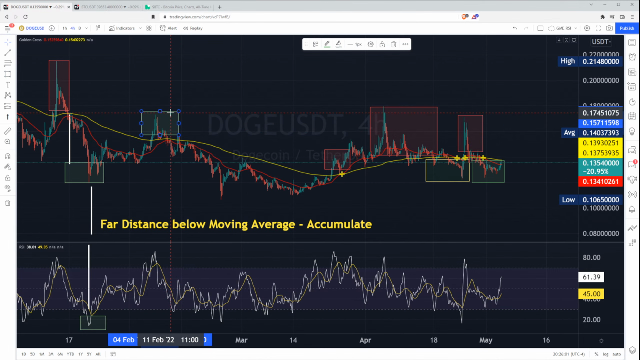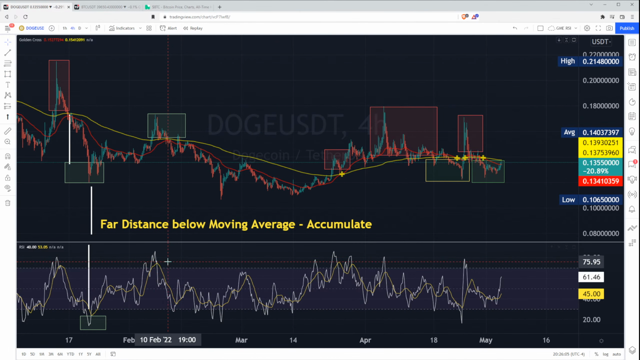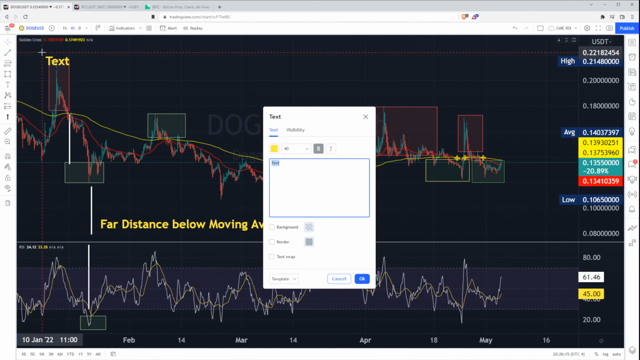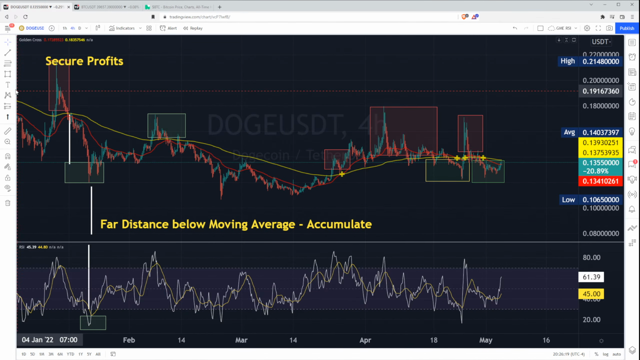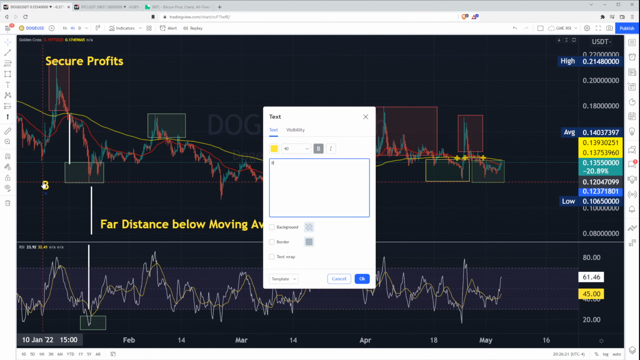And a lot of the trading bots just trade based off moving average and RSI. You combine RSI with the golden cross and these visuals, and it's going to help you take profits a lot better. So as you can see here, you secure profits. You secure profits here. You buy here.